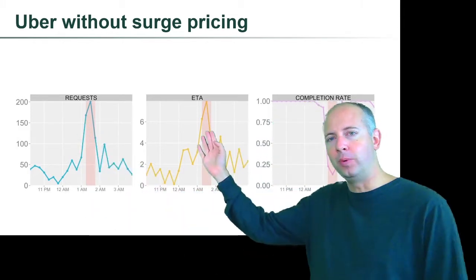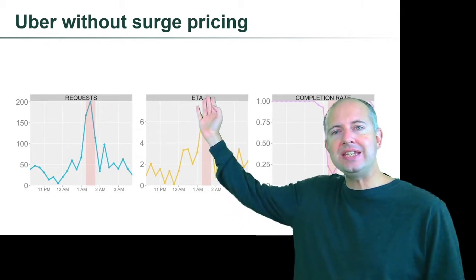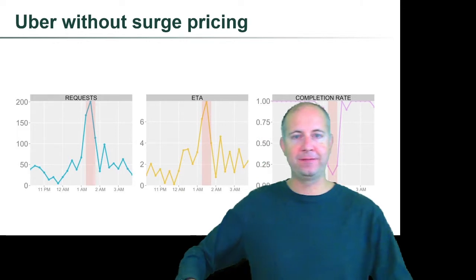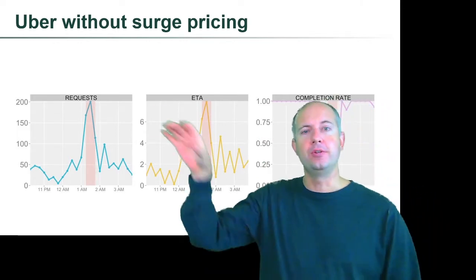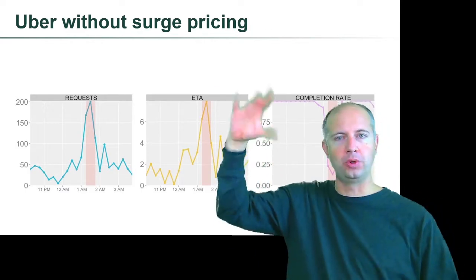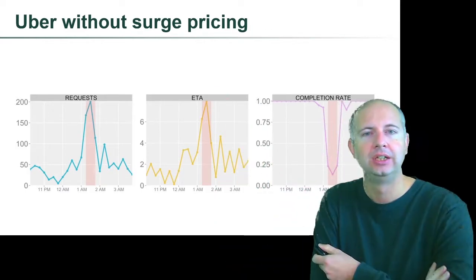Not that many people willing to give rides. So the ETA goes way up. Think about it as queuing. You're not physically standing in a line, but Uber has put you in some sort of order and you're waiting to get to the top of the virtual order for someone to come pick you up.